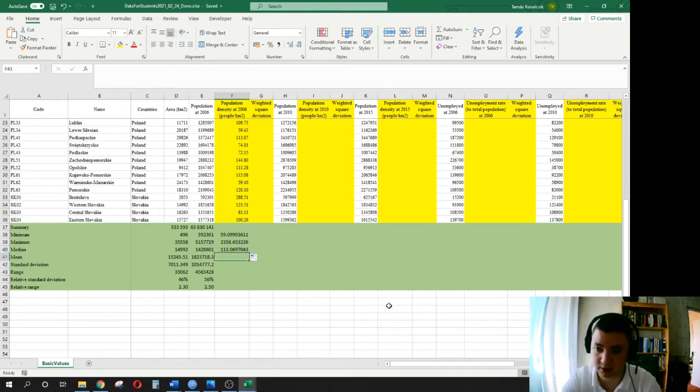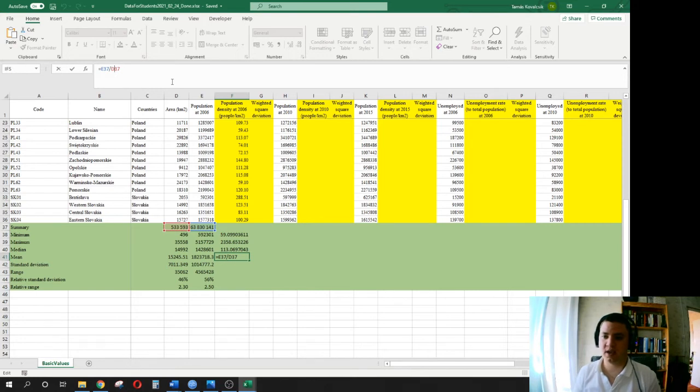But for the mean, we have to use the summary of the population and the summary of the area. So equal sign, and the summary of the population divided by the summary of the area. Because why?